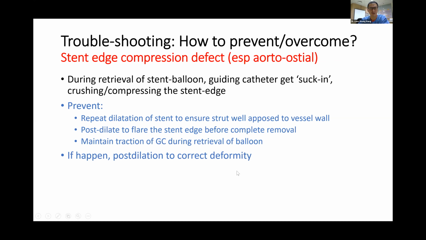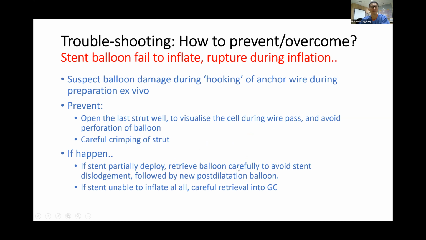If that happens, of course, we have no choice. We have to go back with the balloons, sometimes smaller balloons, and upsize gradually to correct the deformity. Now, stent balloon fail to inflate. Often we keep inflating, but the balloon doesn't go up. And of course, if you're careful, you might see there is actually contrast leakage. So this is where the balloon somehow has ruptured.